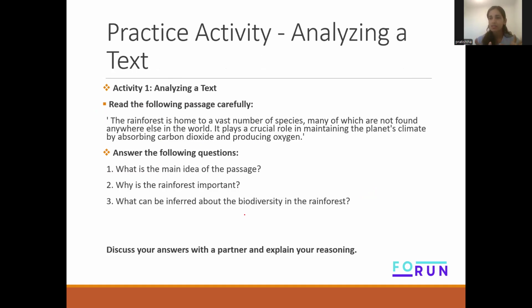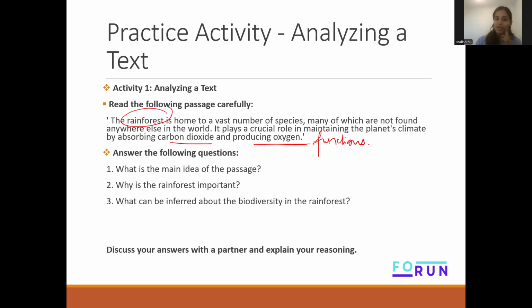Now, practice activity. We will practice this. This is a smaller text, but we will practice a little bit longer. The rainforest is home to a vast number of species, many of which are not found anywhere in the world. So we are talking about rainforest. It plays a crucial role in maintaining the planet's climate by absorbing carbon dioxide and producing oxygen. That is what it does. It is its functions.